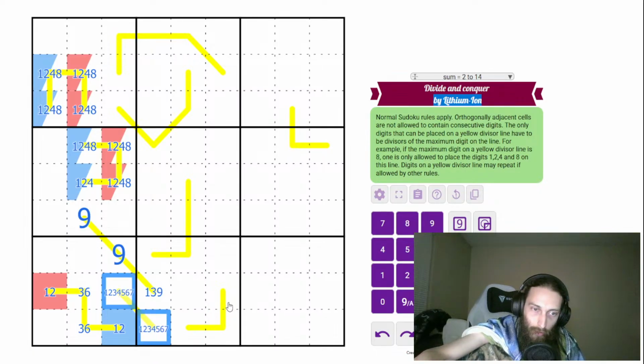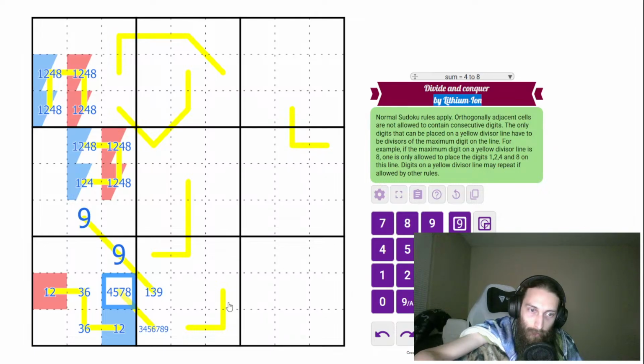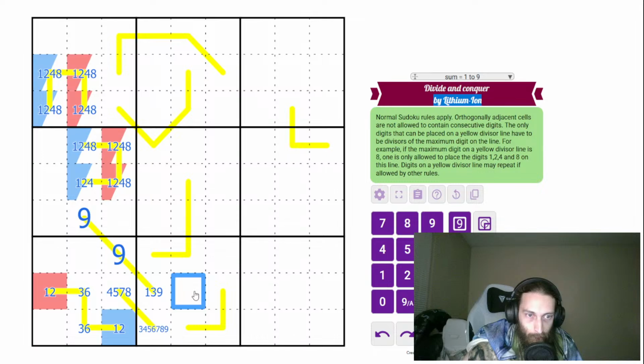2, 3, 4, 5, 6, 7, 8, 9. Now, it cannot be 1 or 2. This one cannot be 3, 6, or 9. Those could be the same digit. But the bottom one can't be a 1, so the top can't be 5 or 7. But the bottom could be 5 or 7, the same digit. Got it.